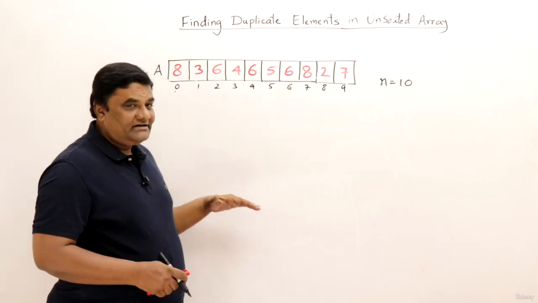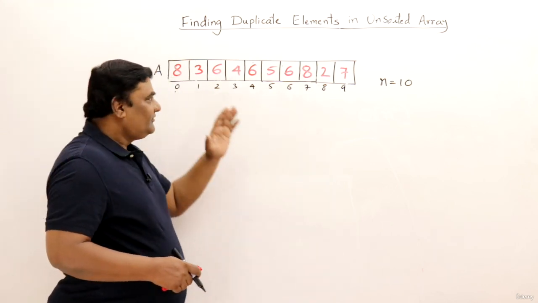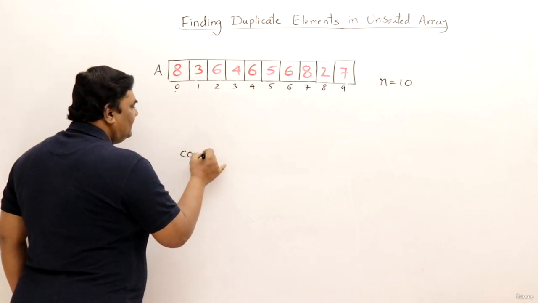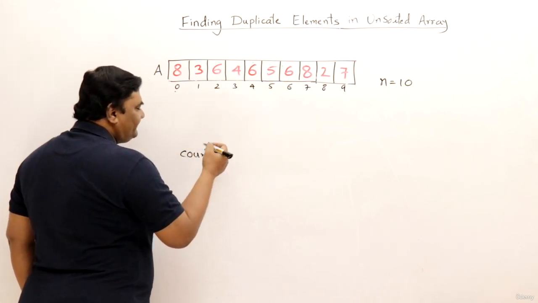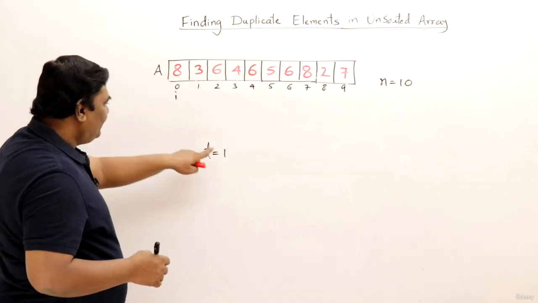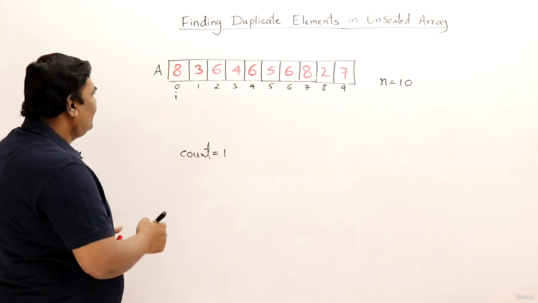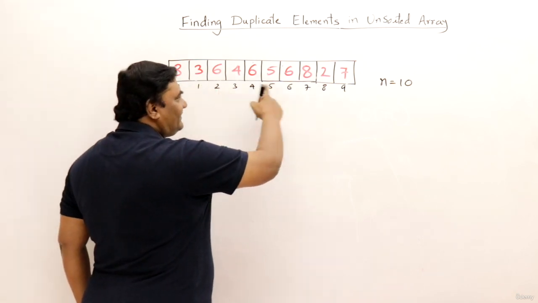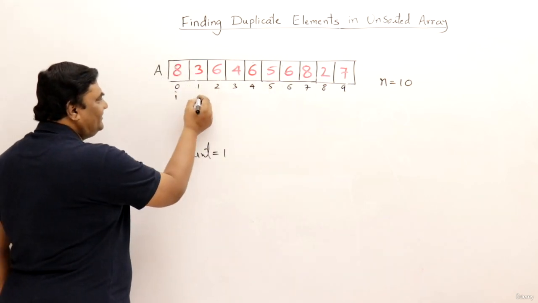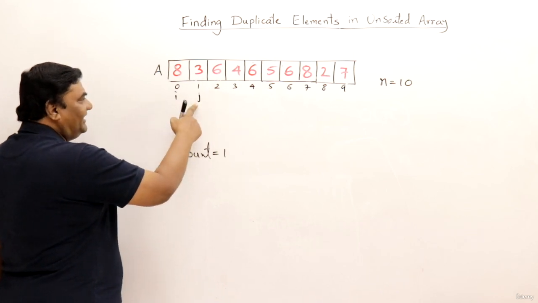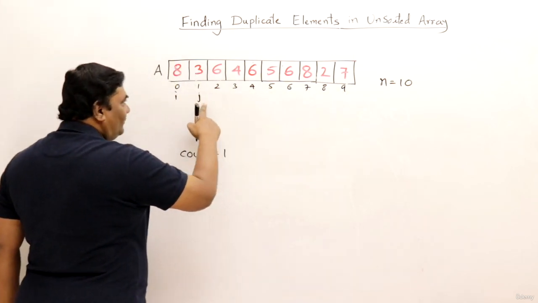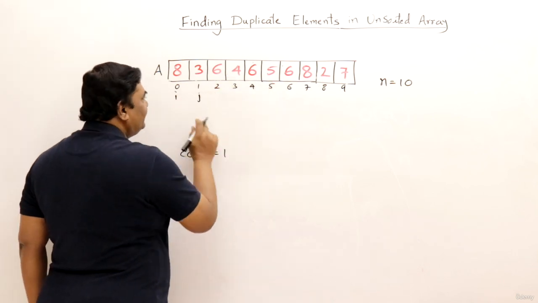So I will demonstrate in this list. For demonstration, let us take one variable count, and initially let us say count is 1. Now start from here. This element I am counting for 1 time. Now from here I should check in the rest of the list, is there any other 8? For that I can take one more variable, j. With the help of this variable I will scan through this list and find out if there is any other 8. So let us start.